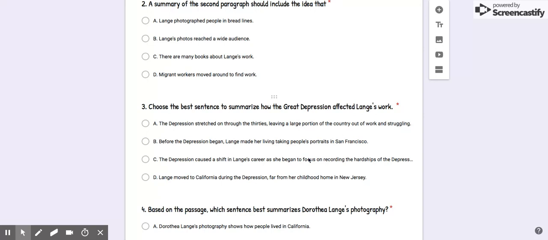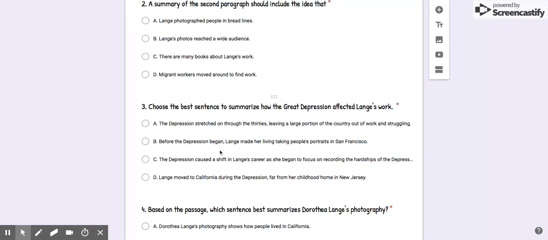Now, we know she was a photographer. That was her work. So how did the Great Depression change or cause change to Lange's work? Did she have to focus on something different instead of doing portraits? So let's look at these answer choices. Is it A, the Depression stretched on through the 30s, leaving a large portion of the country out of work and struggling?